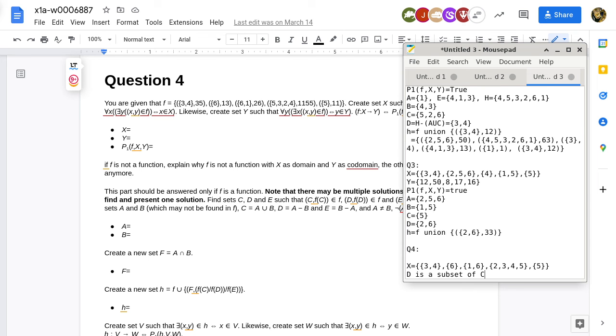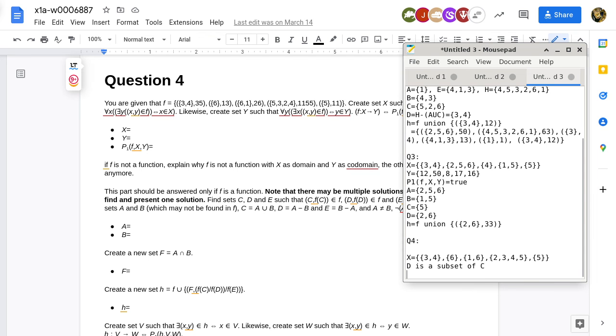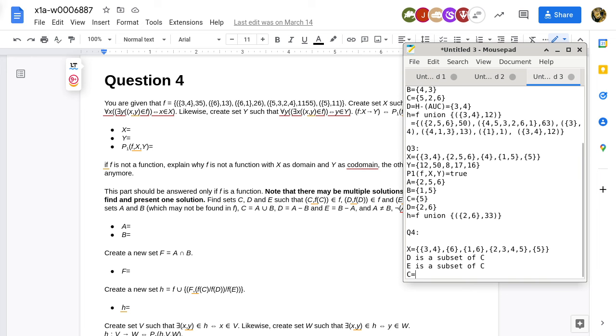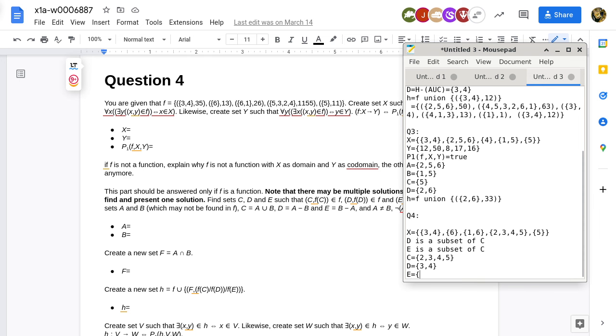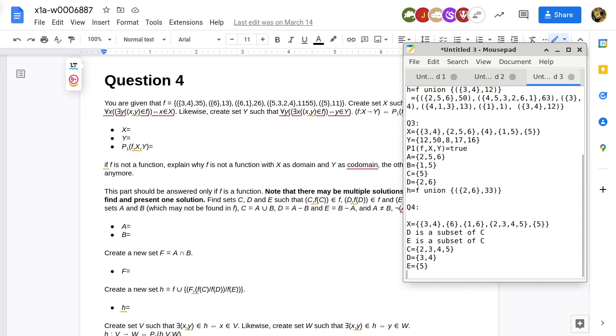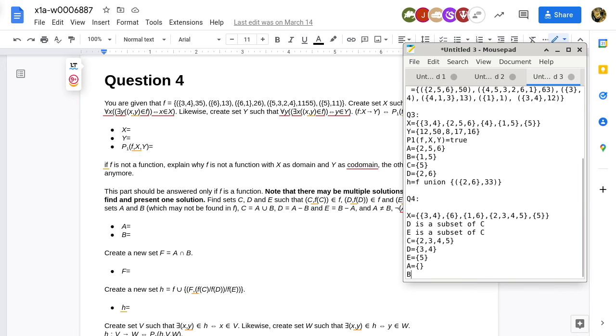So let's check that out. And so we know that E is a subset of C. So we want C to be {2, 3, 4, 5}. And then we can make D {3, 4}. And then we can make E, let's see, the only thing left is {5}. Okay. So the 2 is not anywhere. All right, so let's see if we can make this work. So now we have to find out what can be A and what can be B.